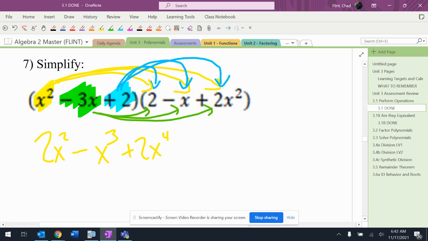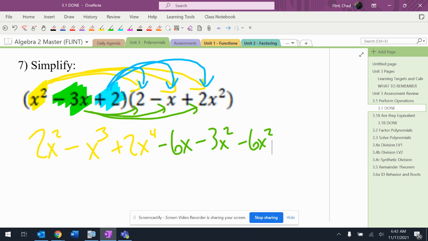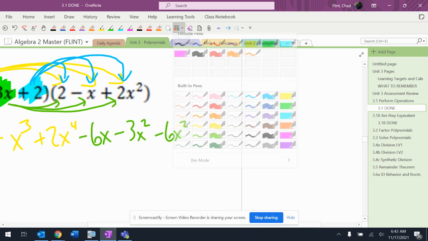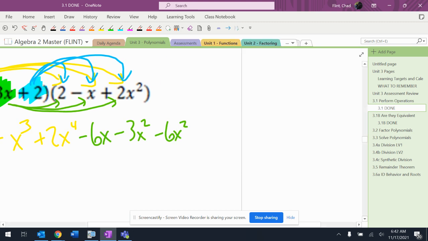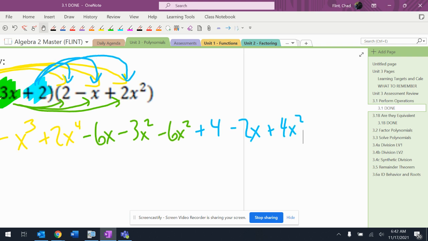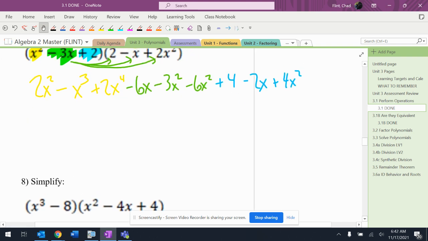All right. Green one's next. Negative 3x times 2, negative 6x. Negative 3x times negative x, negative 3x squared. Negative 3x times 2x squared, negative 6x squared. Slide it over here a little bit because I don't need to see the beginning for this. The blue, 2 times 2, 4. 2 times negative x, negative 2x. 2 times 2x squared, plus 4x squared. All right, 9 terms.